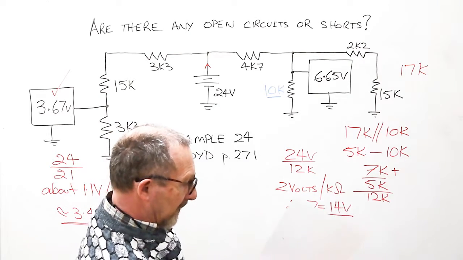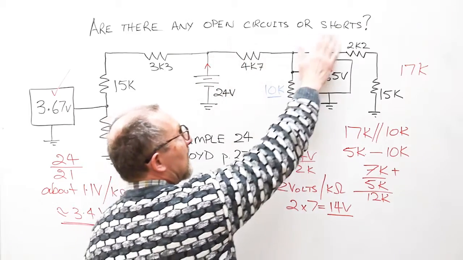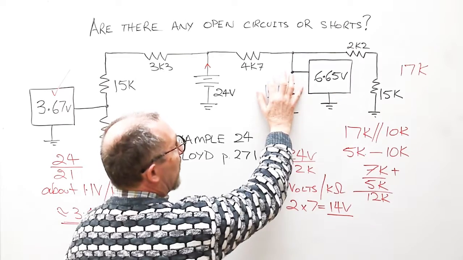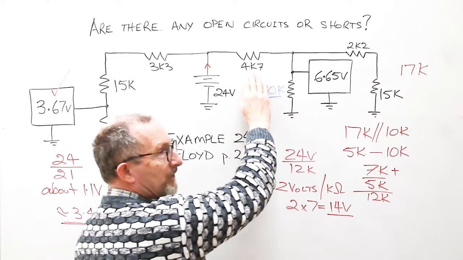What can it be? Well, that's where we have to think, has something gone open? Has something gone short? If the 10K resistor went open, we'd have 17K in series with 4K7.